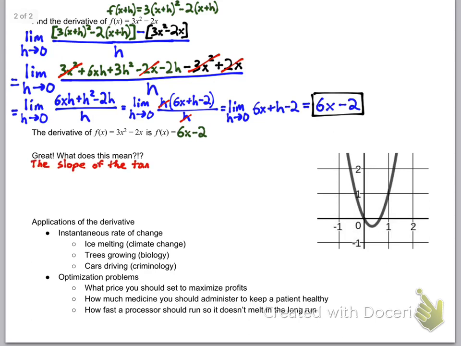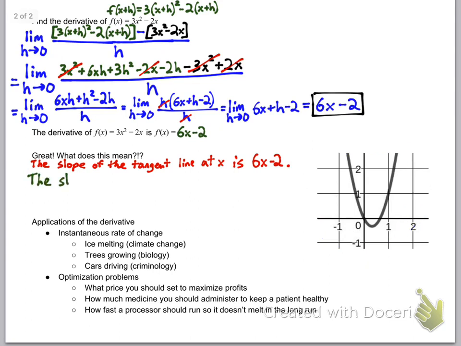Well, here's what the derivative means, to remind you of what we talked about in the front. The derivative, or in this situation, the slope of the tangent line at x is 6x minus 2. That's what the derivative means for this function. It means that the derivative is the slope of the tangent line. Let me give you a specific example. So notice I graphed our function f of x over here.